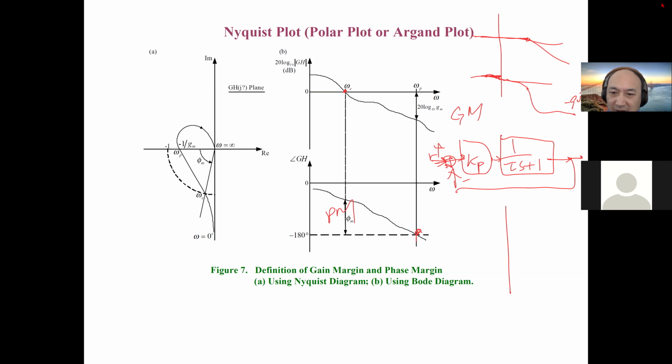So what about a Nyquist plot? This is real, this is imaginary. When omega is 0, this thing is 1. So this is G, this is 1. When omega is infinity, it is 0. So the whole thing will come over like this, because for any omega the phase is always negative. So this is my case.